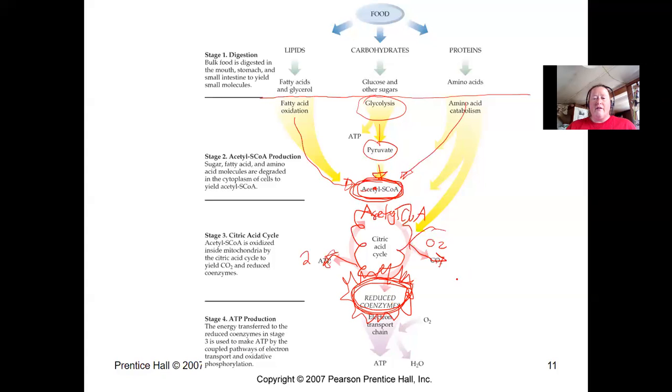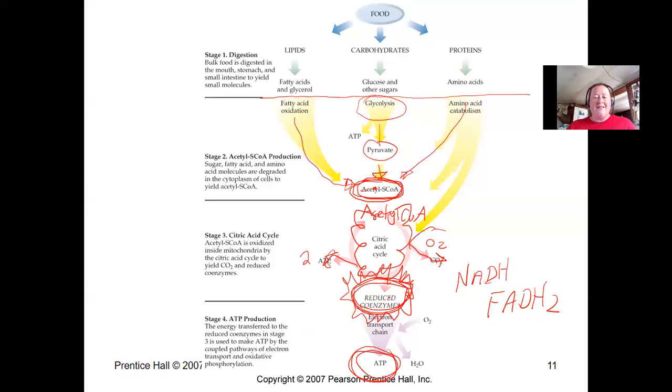They are referred to as NADH and FADH2. They are reduced in that they have a couple extra hydrogens, and they also have gained electrons. And these reduced coenzymes trigger stage 4. And this is where we get the most bang for our buck.